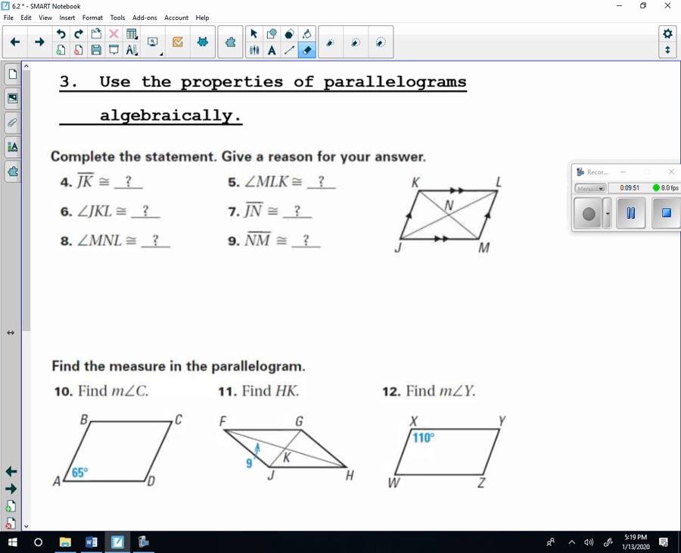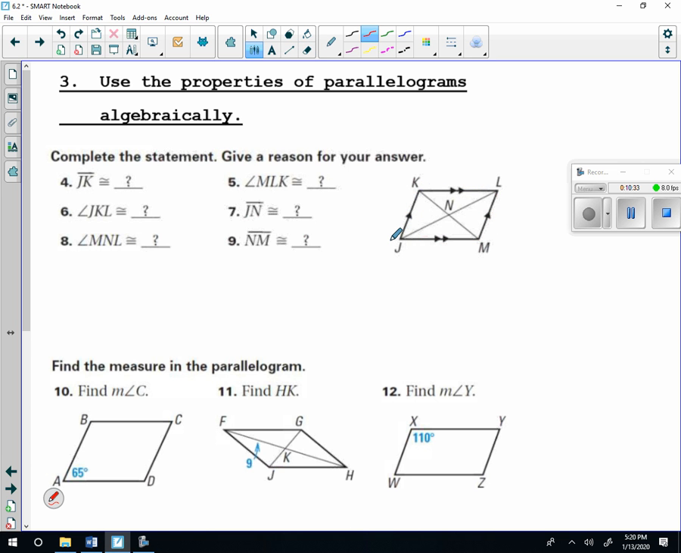In number 6, it says angle JKL is congruent to what angle? Well, again, in a parallelogram, opposite angles are congruent. So that angle would be congruent to the angle opposite of it, which I'm now highlighting for you in red. Well, I can't see the letters, I apologize. The blank for number 6 should read angle JML, the red angle.